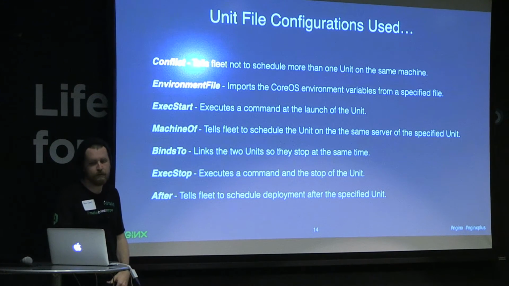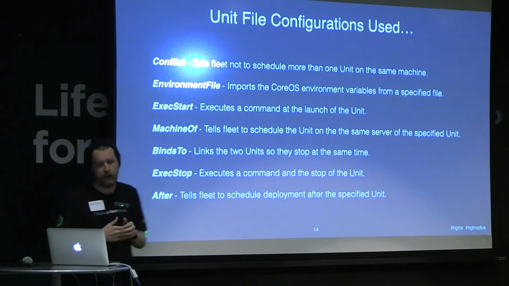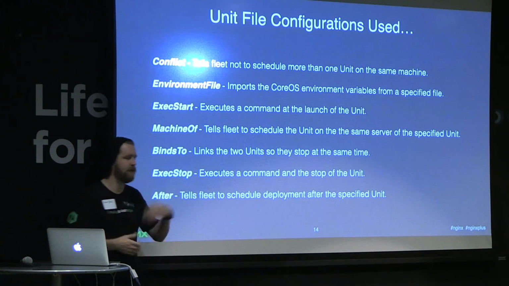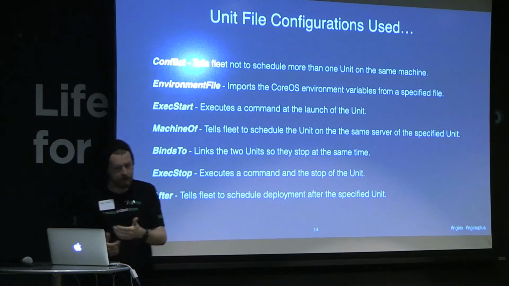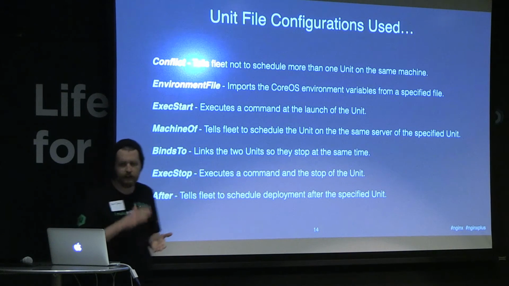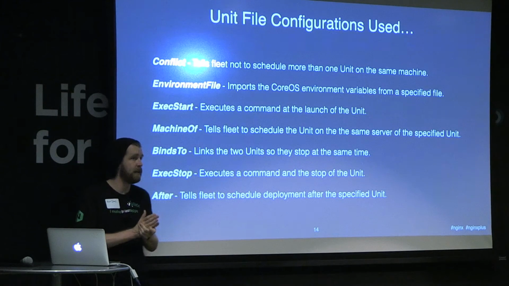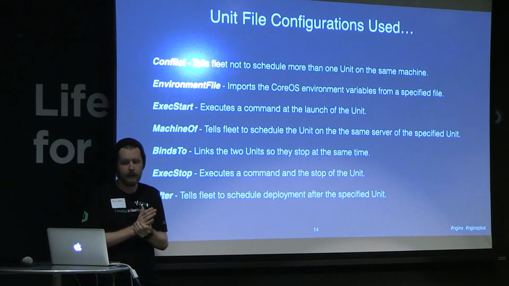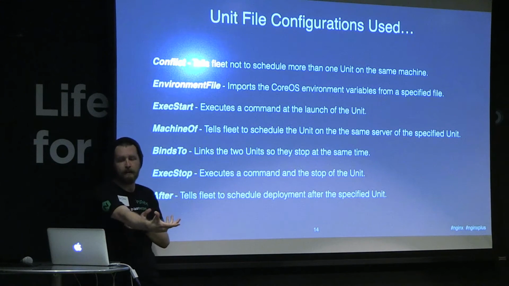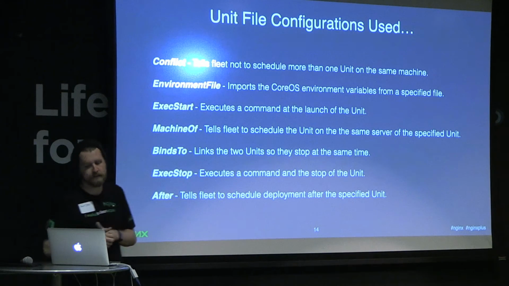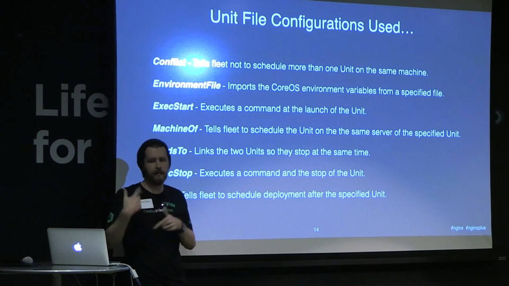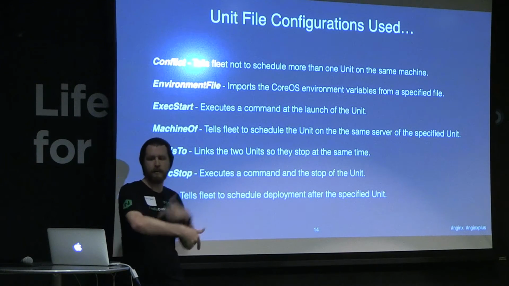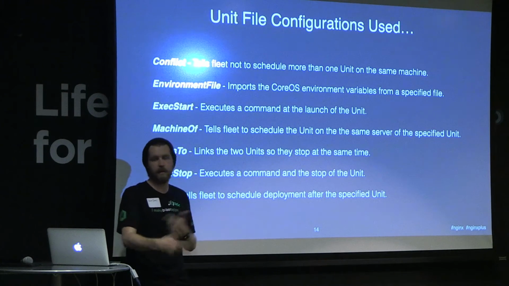You can also bind two units together. So basically, they will stop at the same time. So if this one fails, immediately kill this other unit. ExecStop is exactly that. You can tell it to, when you actually stop the unit, execute this command. And then After tells Fleet to schedule deployment after another unit. So you can tell it to do it in order. So deploy this one, then after, deploy this unit.